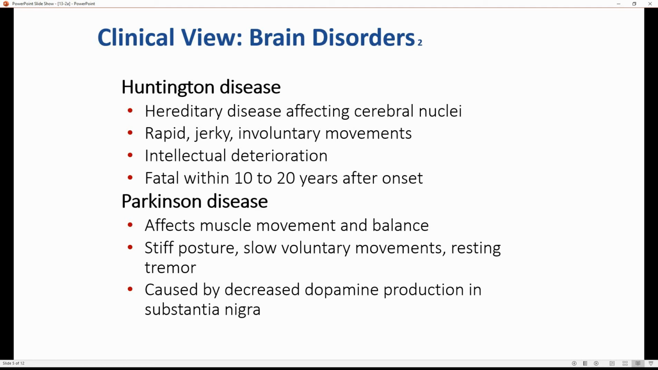Parkinson's disease is a similar issue to Huntington's. It is not hereditary, though. It does affect muscle movement and balance. Patients develop a stiff posture and their movements slow down. They develop a resting tremor, often described in the hands as pill rolling.